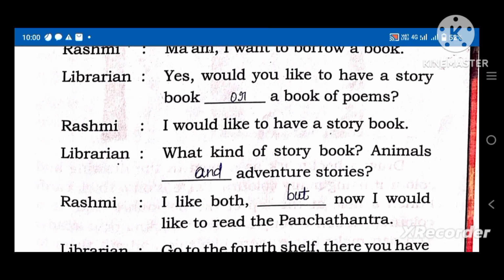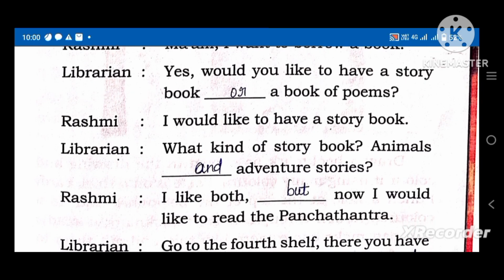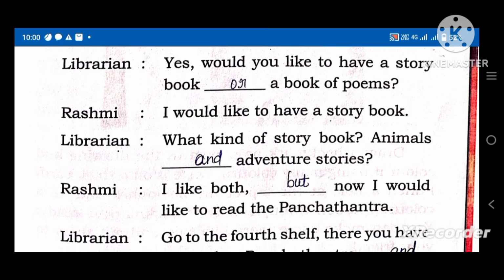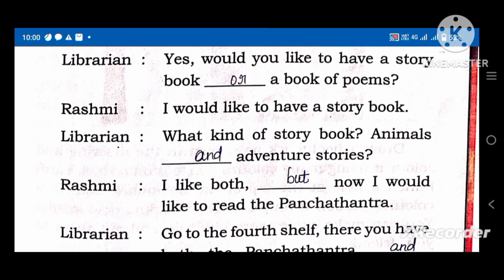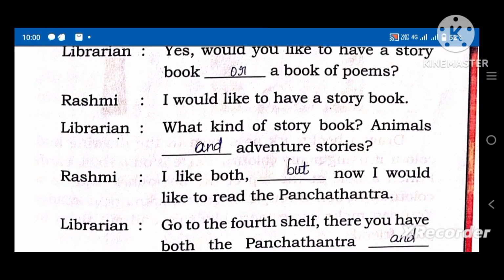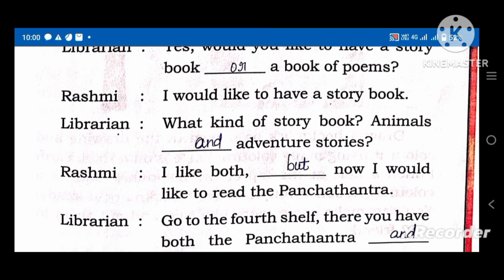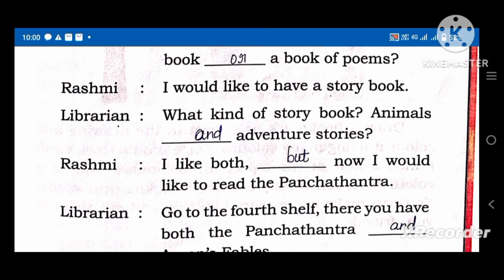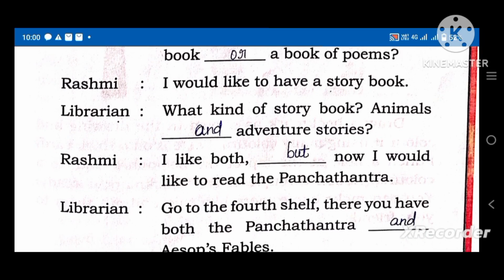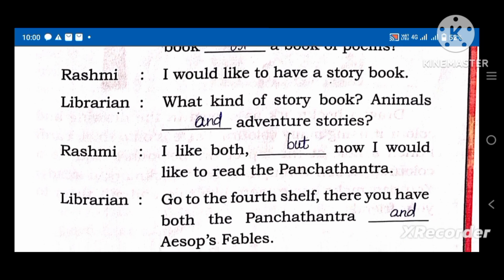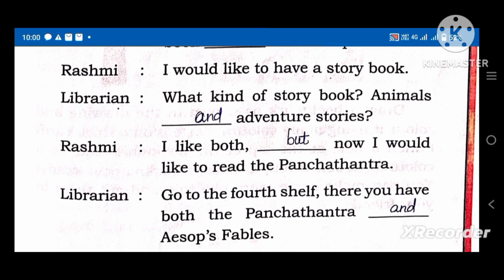Librarian: Yes, would you like to have a storybook or a book of poems? Rashmi: I would like to have a storybook. Librarian: What kind of storybook? Animals and adventure stories? Rashmi: I like both, but now I would like to read the Panchatantra. Librarian: Go to the fourth shelf. There you have both the Panchatantra and Aesop's Fables.